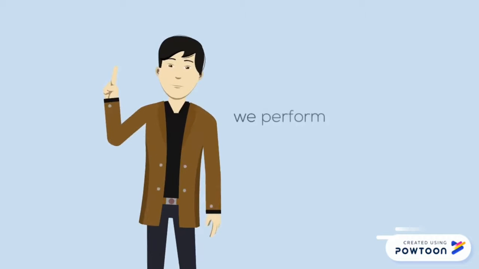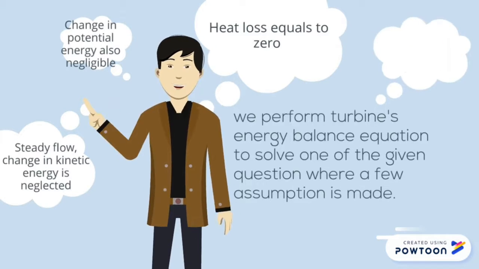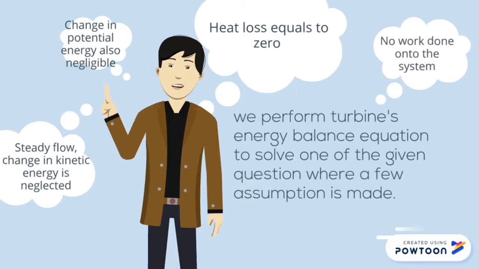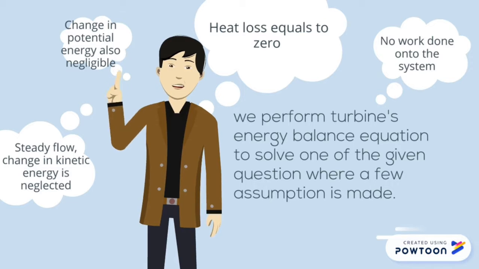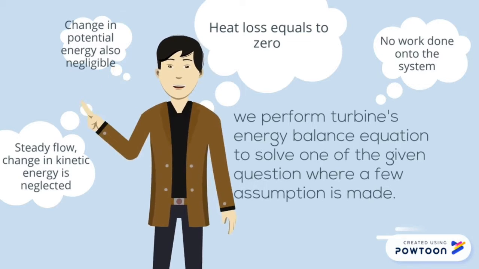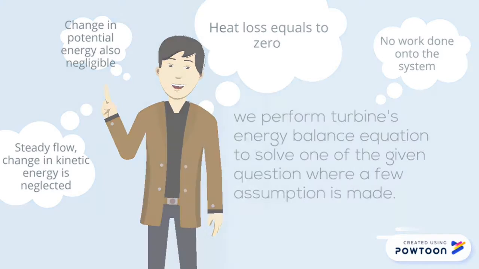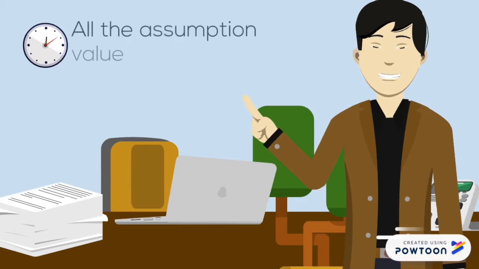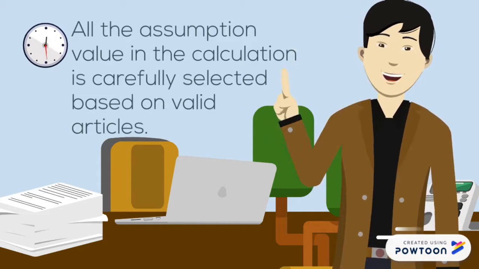We perform an energy balance equation to solve one of the given questions, where some assumptions are made. Heat loss equals 0 because the system is well insulated. It is a steady flow process. The exchange of kinetic energy and potential energy equals 0. Lastly, there is no work done onto the system. All the assumption values in the calculation are carefully selected based on valid articles.